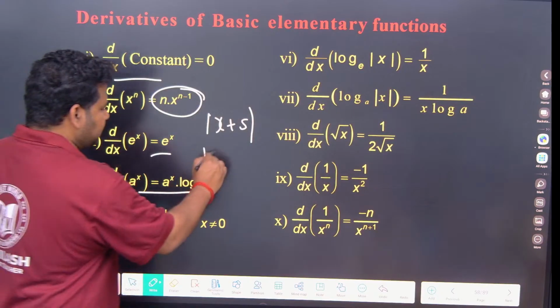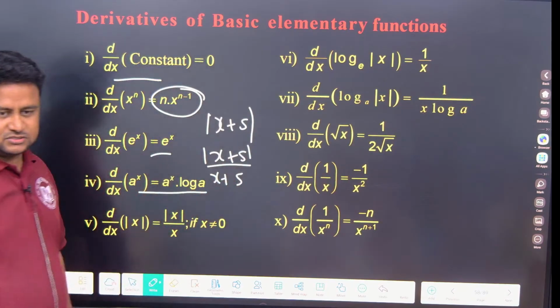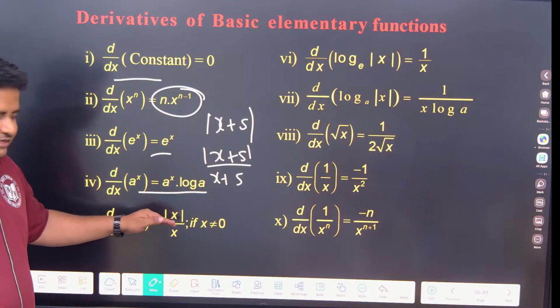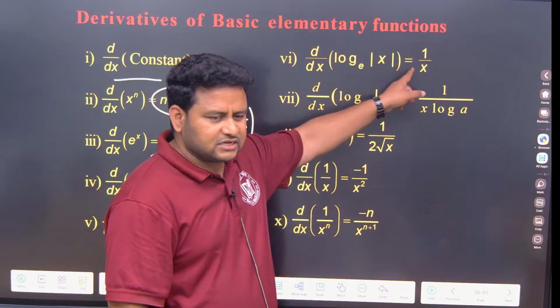Mod x plus 5 by x plus 5. Okay, you should remember this. d by dx of mod x is what? Mod x by x. Next thing, d by dx of log mod x is 1 by x.